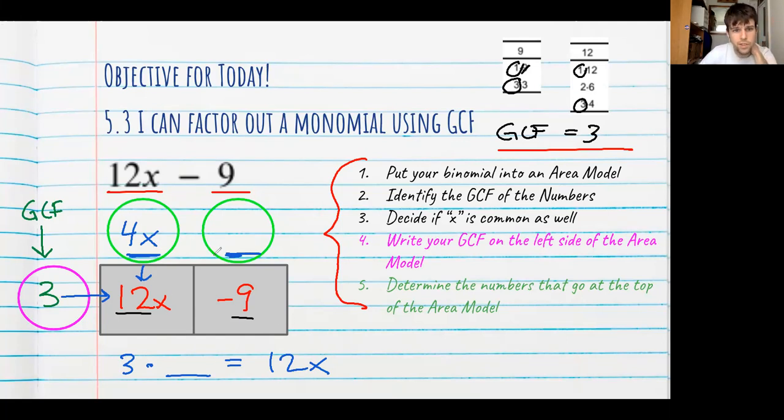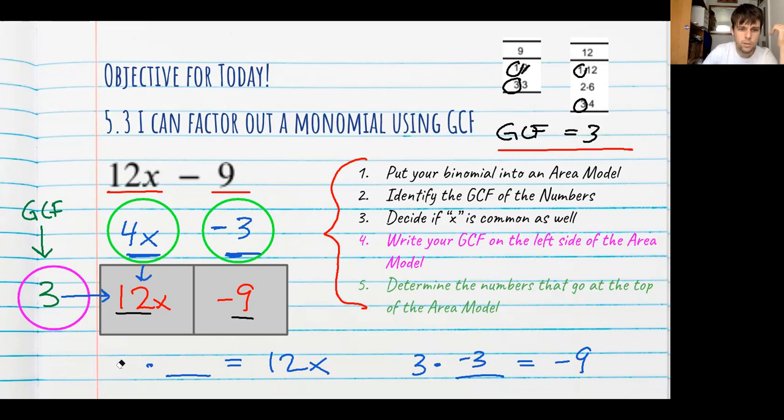And then I answer myself the same question again, same idea here. I'm doing 3 times something to give me -9. So 3 times something to equal -9. So thinking about it, I definitely need this to be negative because a positive times a negative is going to give me negative. And then 3 times 3 is 9. So -3 is the number we're looking for up there.